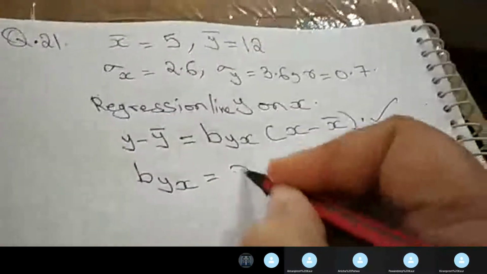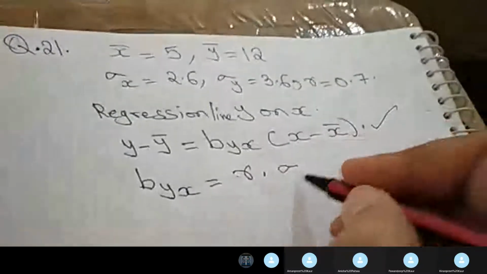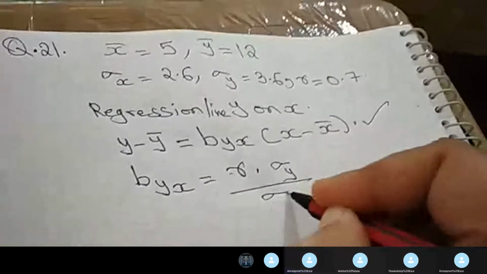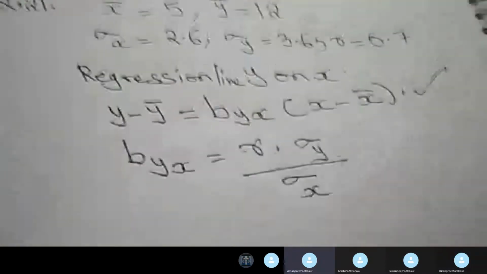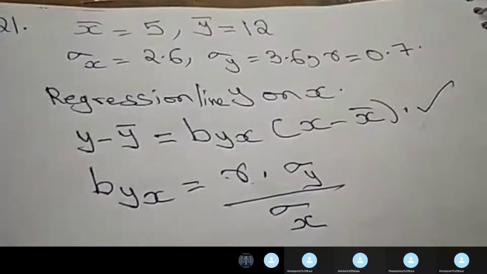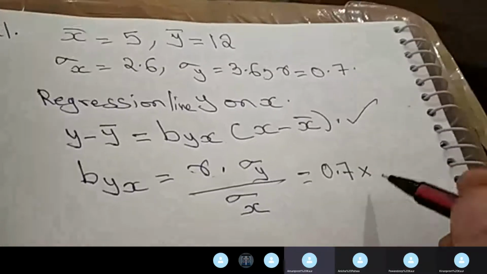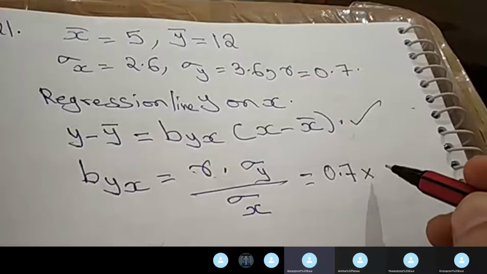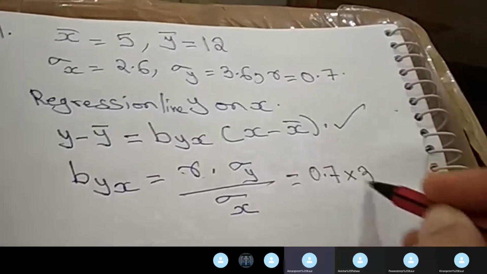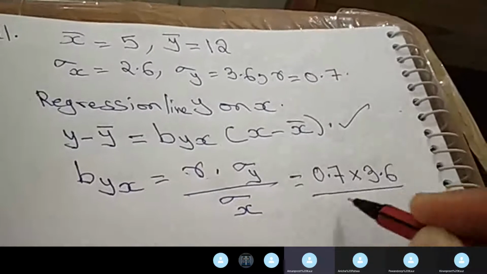Yes, ma'am. What is the value of byx? You remember the formula? In terms of sigma, r into sigma y upon sigma x, right? You remember it, na? r into sigma y upon sigma x. Come on, let us find the value of byx. r value is 0.7 into 3.6 divided by 2.6. Very good, very good.